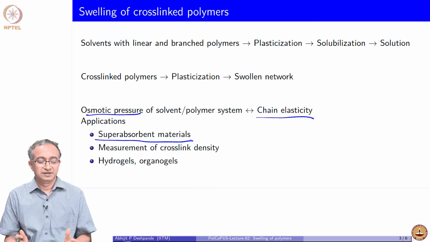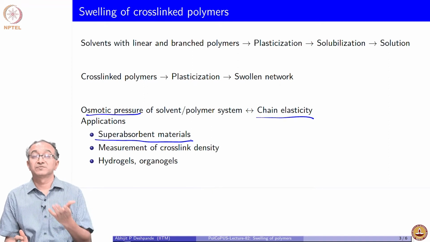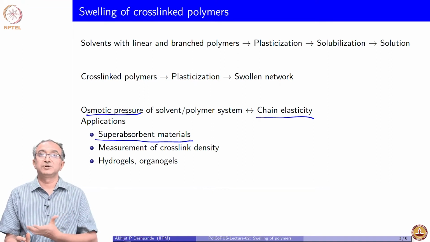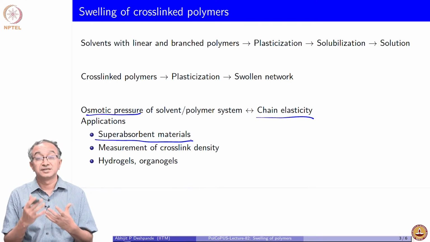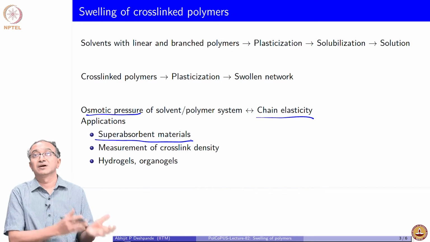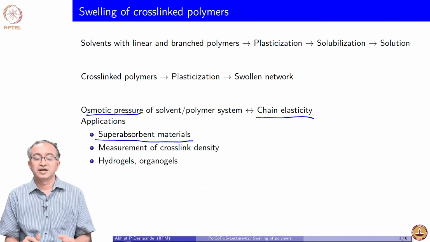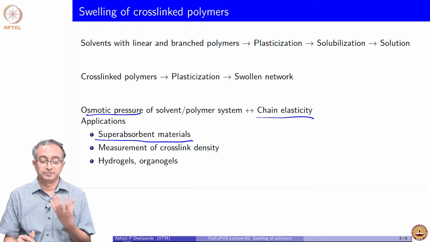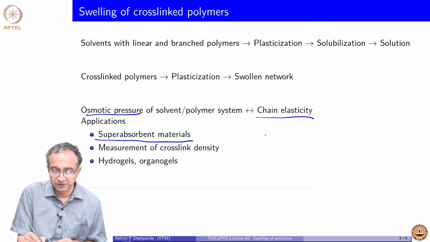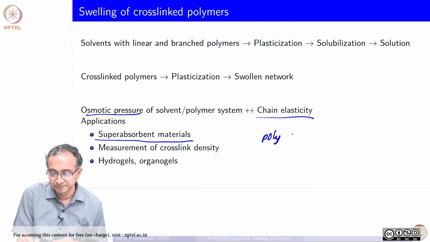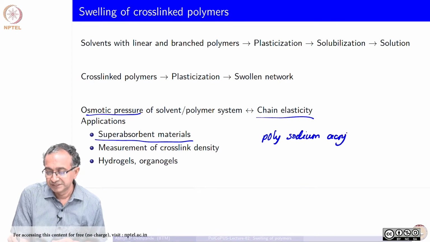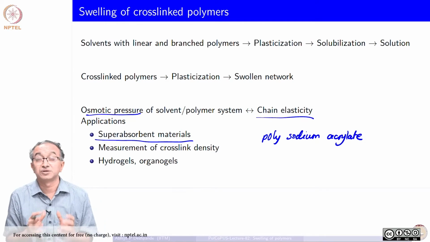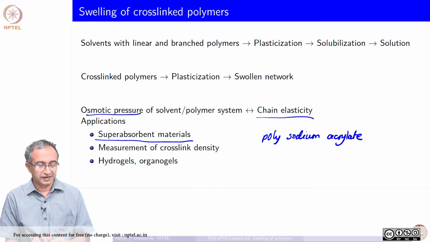So, there are a lot of places where super absorbent materials are very commonly used, and they swell by exchanging a solvent. In this case, it happens to be water for agricultural use, or water based fluids in case of medical applications and other applications such as sanitary napkins and diapers. These are aqueous systems which are being absorbed into the polymeric system. For example, polysodium acrylate is one common material which you will see talked about a lot in these super absorbent applications.